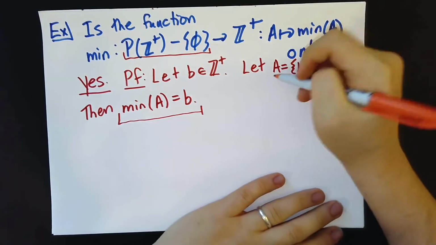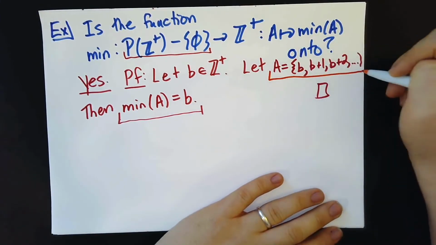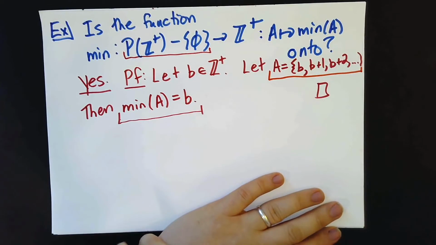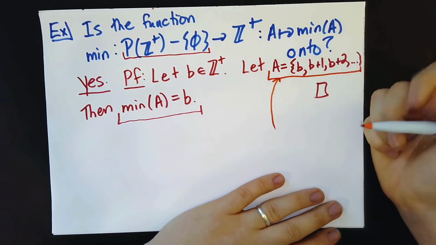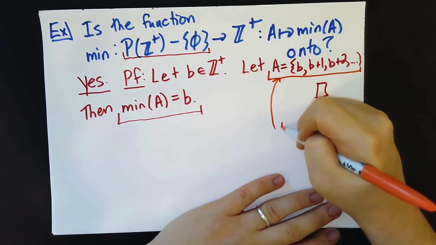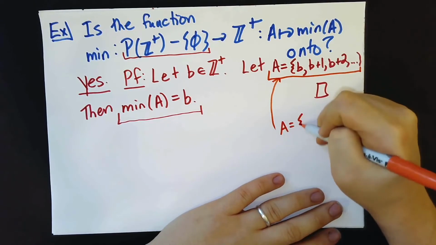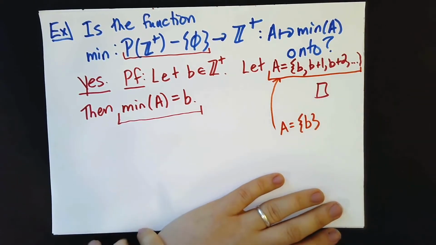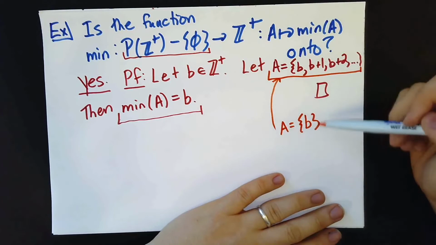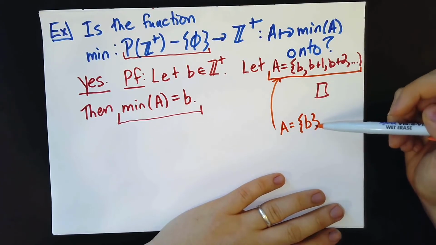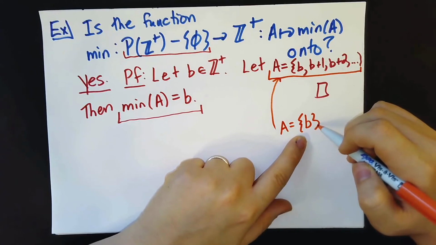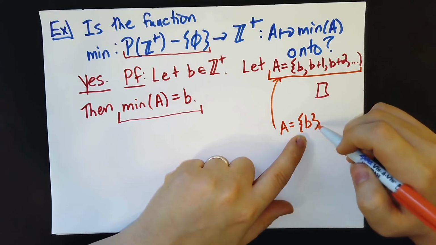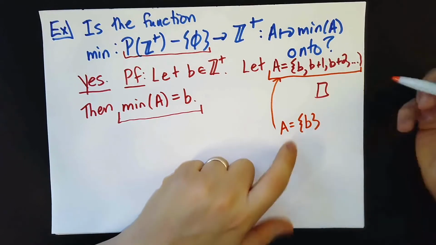Now, where did I come up with this? Well, I just thought to myself, what would be an example of a set whose minimum element is little b? But this is far from the only option. So I think a very natural choice that you might have chosen instead is to let the set A just be the set that contains little b. And so now it is very clear that when I take the minimum of the set little b, well, it only has the element little b, so that's definitely the smallest element in it. And so this would also work.